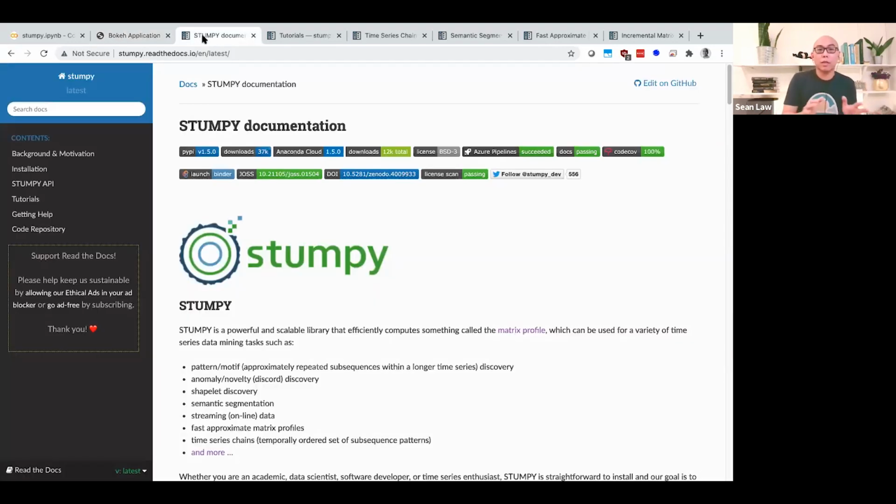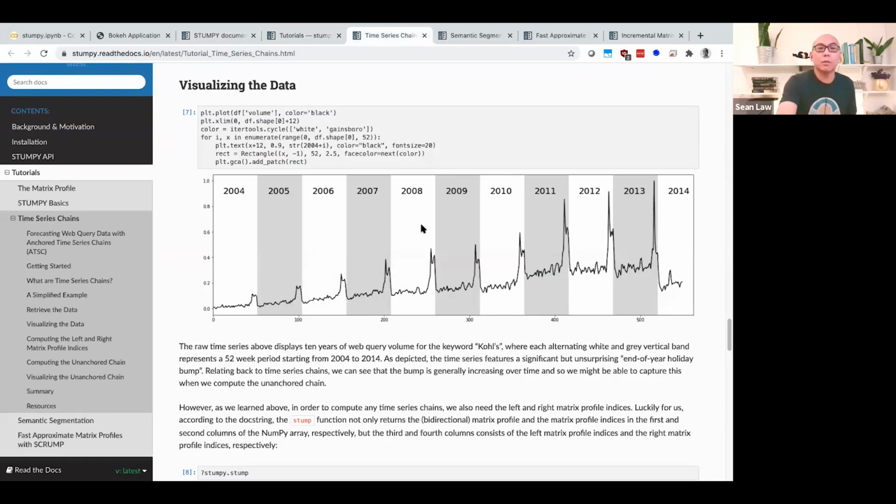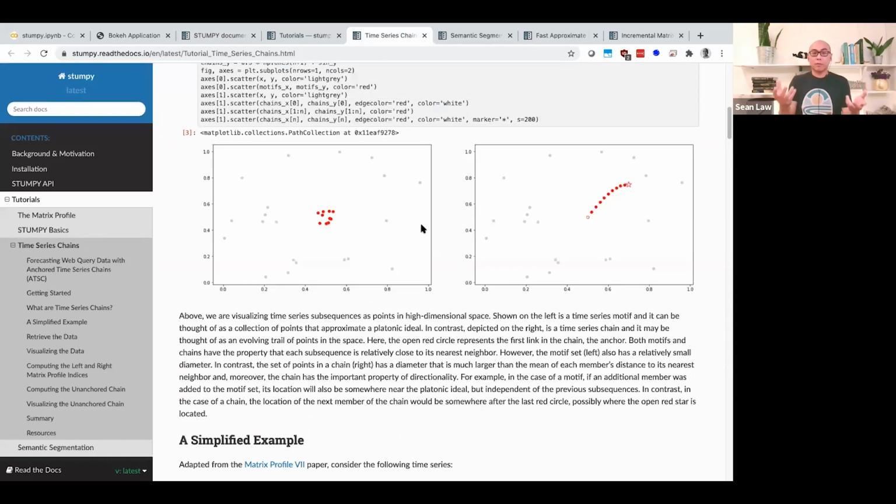I really strongly urge everybody to check out the Stumpy documentation. There are some great tutorials, API, instructions about how to install, but just to highlight a couple of them, one of them is related to time series chains. So this is touching upon what Brian was asking about in terms of forecasting.